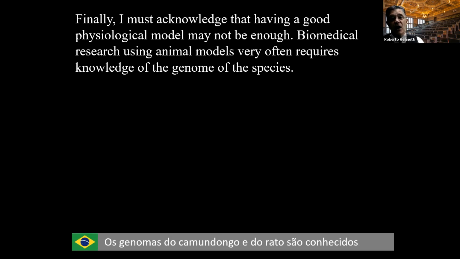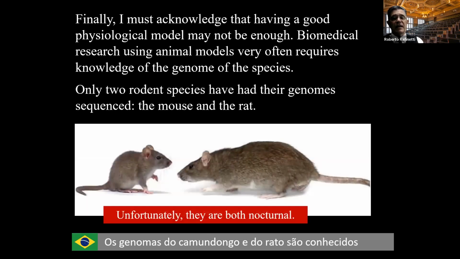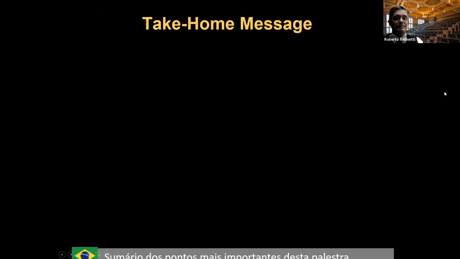Finally, I must acknowledge that having a good physiological model, as our squirrel seems to be, may not be enough. Right? Biomedical research using animal models very often requires knowledge of the genome of the species. And only 2 rodent species have had their genomes sequenced: the mouse and the rat. Importantly, they're both nocturnal, so they won't be of much help if you're trying to study a diurnal animal.